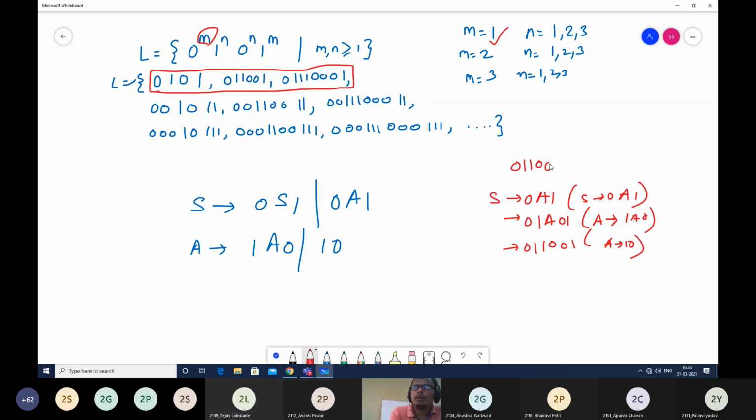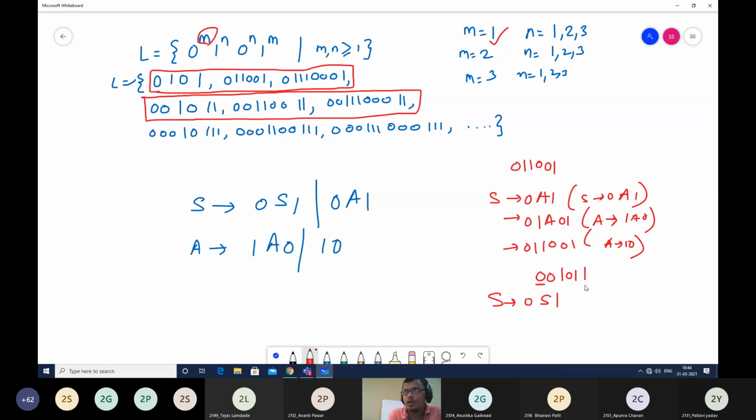Now suppose I have more zeros outside. Suppose I have two zeros outside. So if I have strings of this type, one sample I'll take, suppose 0 0 1 0 1 1. So now I need two zeros outside. So here I'll use that S production rule first. S gives 0S1. This will give me the first 0 and first 1.